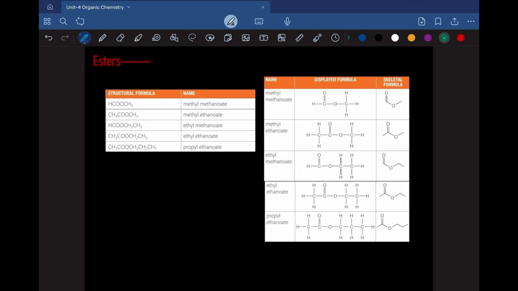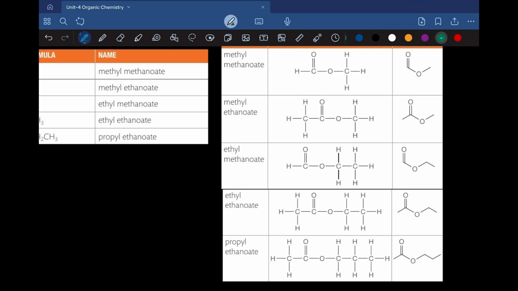The functional group of esters is like this, which is different to the carboxylic acid and carbonyl compounds. So the functional group of esters is COO. Now, there are some differences in terms of naming the esters.